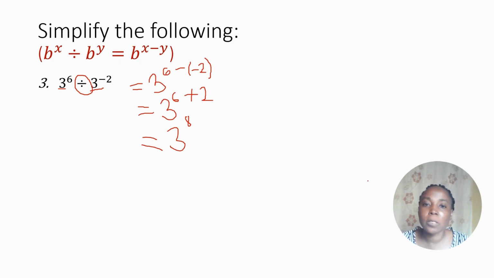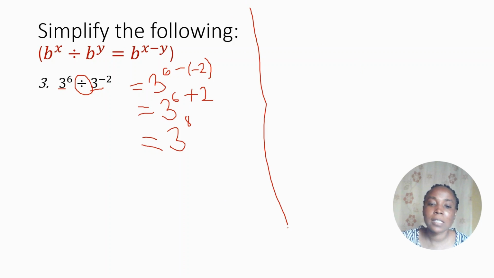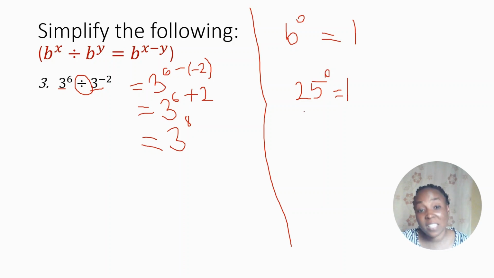All right, so going to law 4. The third law is as simple as b raised to power 0 equals 1. So if I give you a question like 25 raised to power 0, all you just have to tell me is that, Madam Ajibade, don't waste your time. This is just 1.